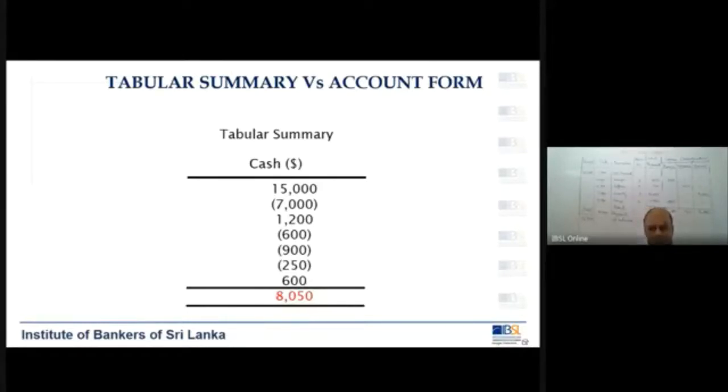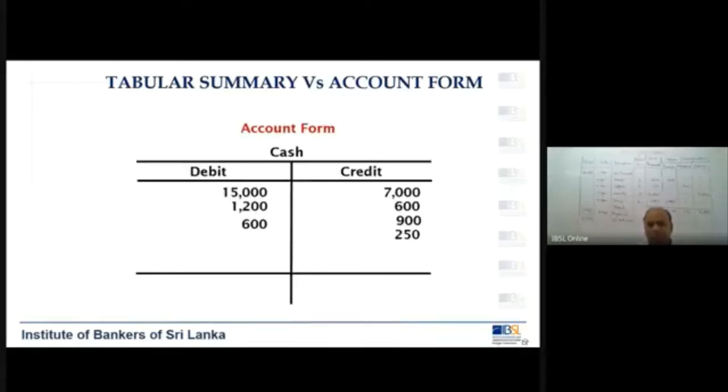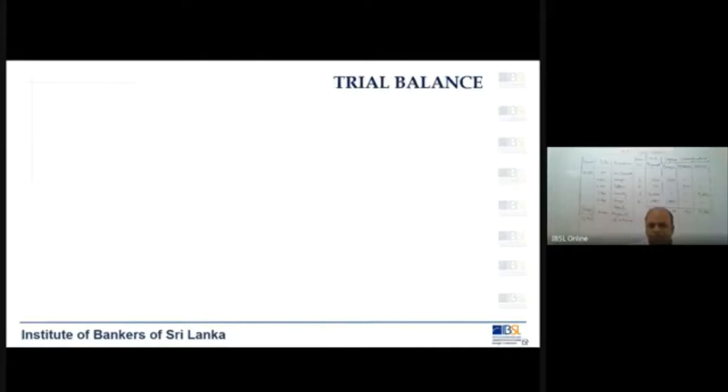Okay. Now, we will look at this same list of transactions in tabular form, in an account form. This is how it will look. The same set of transactions are put in an account form. Those are the debits, and the amounts shown in negative are the credits. Now the balancing part of the account. You look at the totals, and 8,050 will be the total balance that you will carry forward. How does it happen?